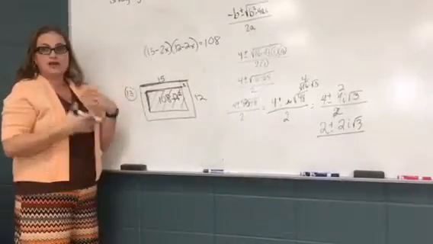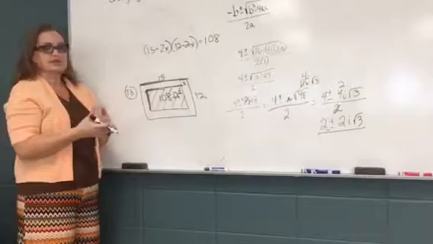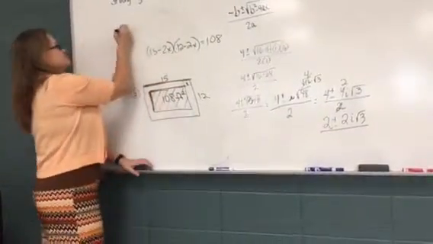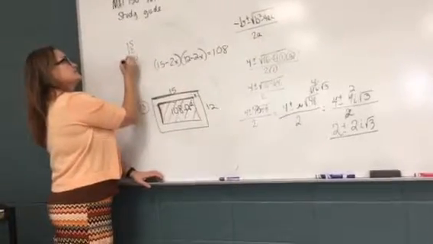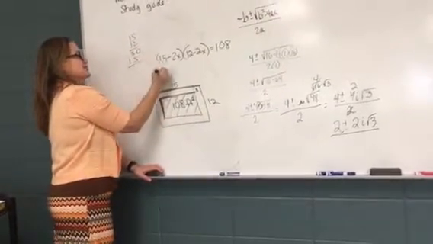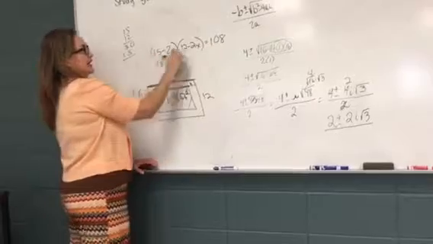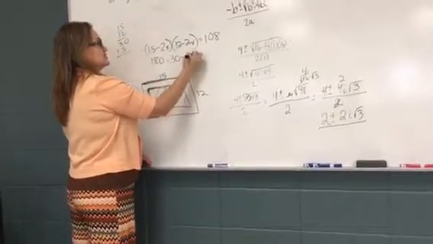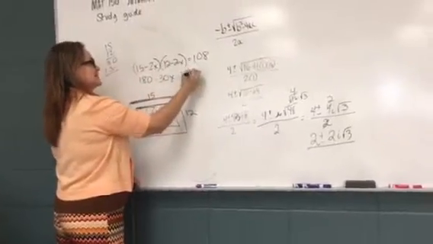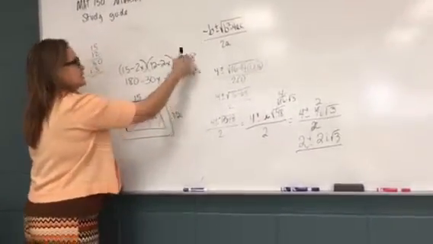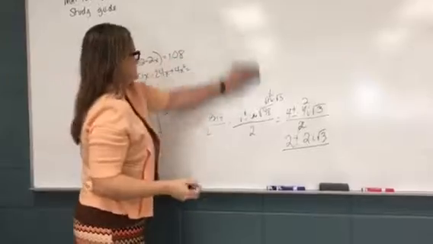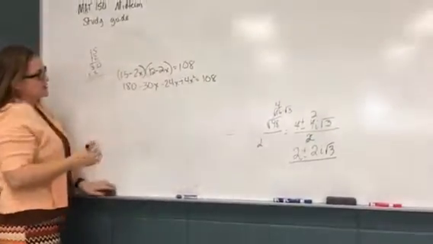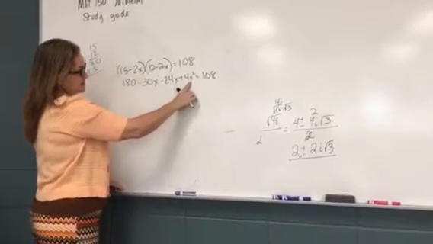To solve this, we're going to have to re-multiply it and get it in standard form. So we're going to take 15 times 12. 15 times 12, you all with your calculators would do that quickly and get 180. The outer is minus 30x. The inner is minus 24x. And the last times last is 4x squared equals this 108. All right, so we can see it is a quadratic equation.